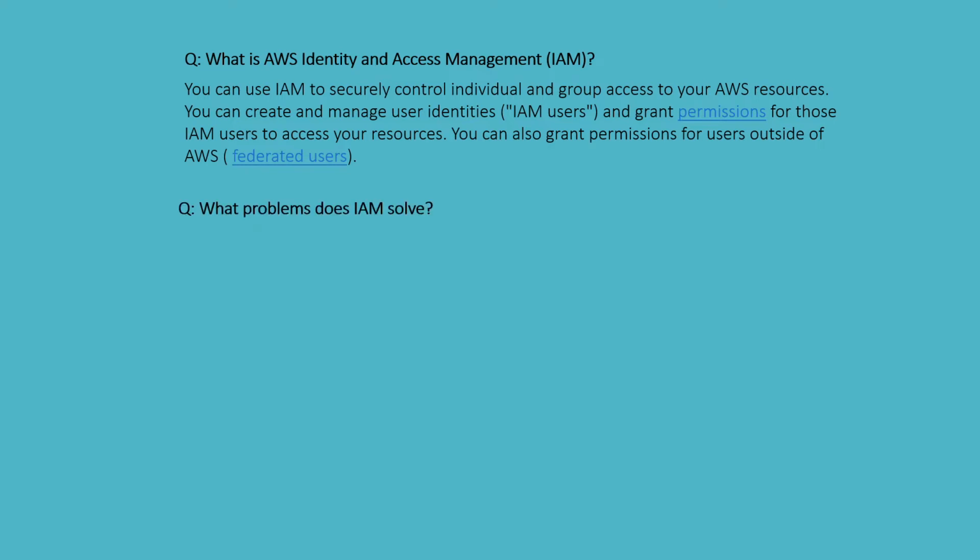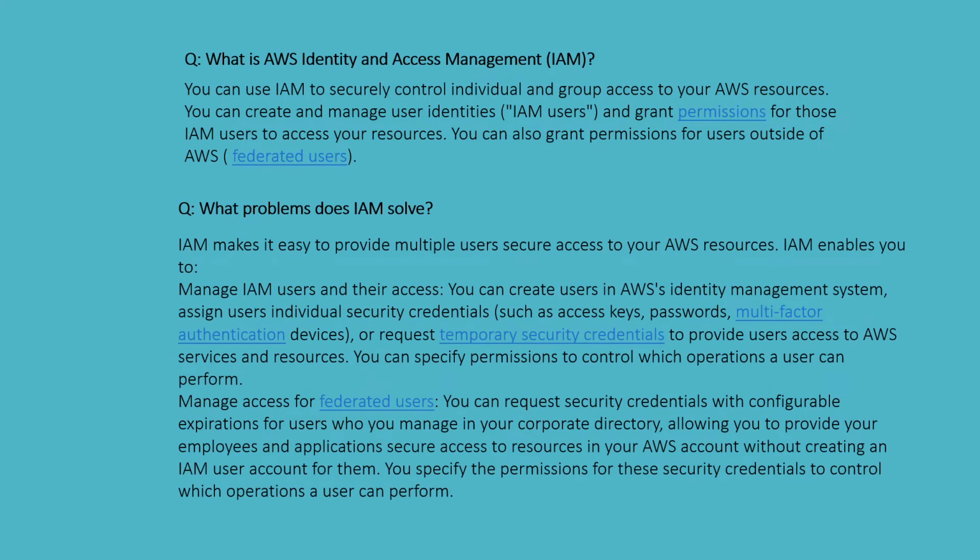What problem does IAM solve? IAM makes it easy to provide multiple users secure access to your AWS resources. IAM enables you to manage IAM users and their access. You can create a user in the AWS Identity Management System, assign the user individual security credentials, such as access key, password, multi-factor authentication device, or request temporary security credentials to provide a user access to AWS services and resources. You can specify permission to control which operations a user can perform.